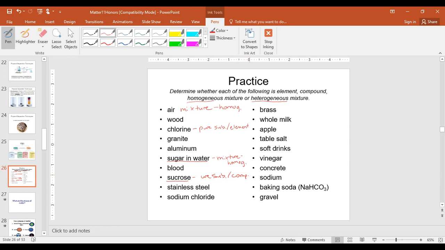Okay, so I want you to try all these. So think about that. Is it on your periodic table? If it's on your periodic table, it is a pure substance and it's an element. If you know from your experience it's a compound, then you know it's a pure substance and it's a compound. Otherwise, you have a mixture, and then you have to think about, is it the same throughout, or do you see different parts of it? So try those. Pause the screencast and then come back on and we're going to go over these.